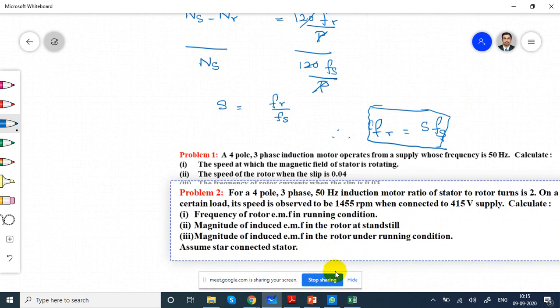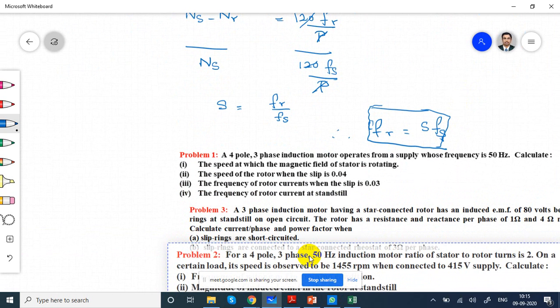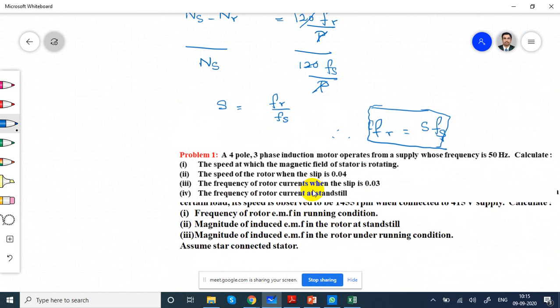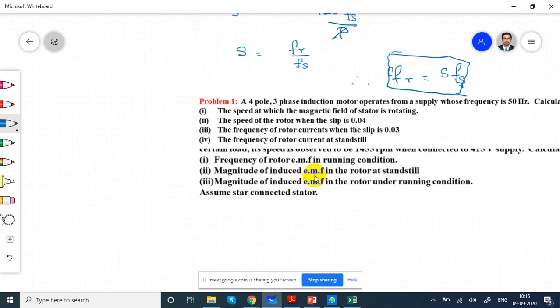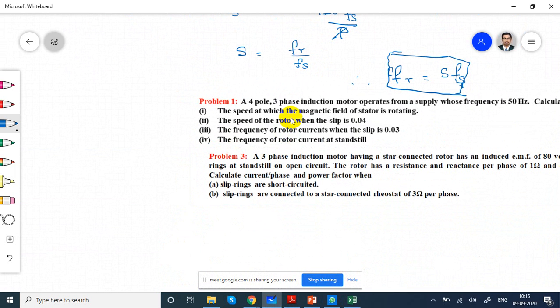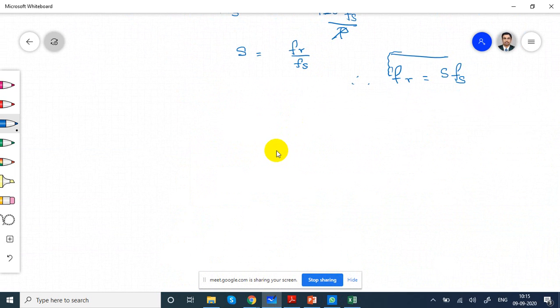Any doubt? You have any doubts? Anyone? Okay. Anirudh, you have any doubt? No doubt, sir. Okay.